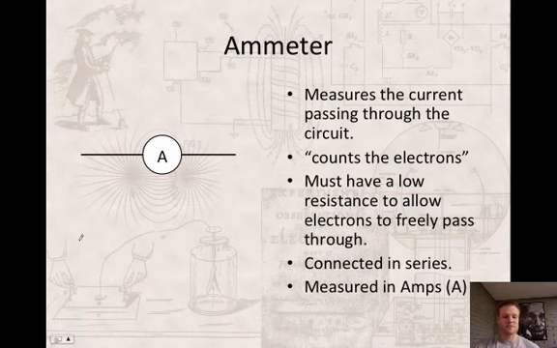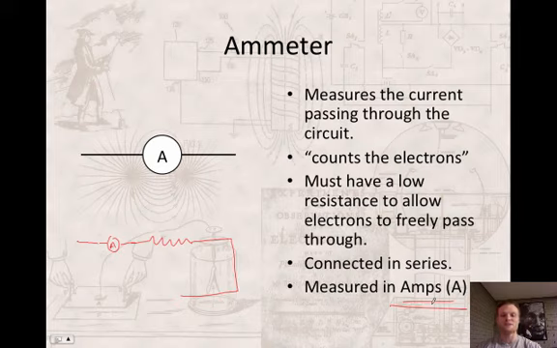If you remember, what does that mean? Well, let's say I have a circuit here and I have a resistor right here. I would put the ammeter right in line with this circuit. This is called in series. So the current must go through the ammeter and then it must go through the resistor. That's called connected in series. It is measured in amps, which makes sense. That's the unit for current, so you're going to get a value in amps from an ammeter.